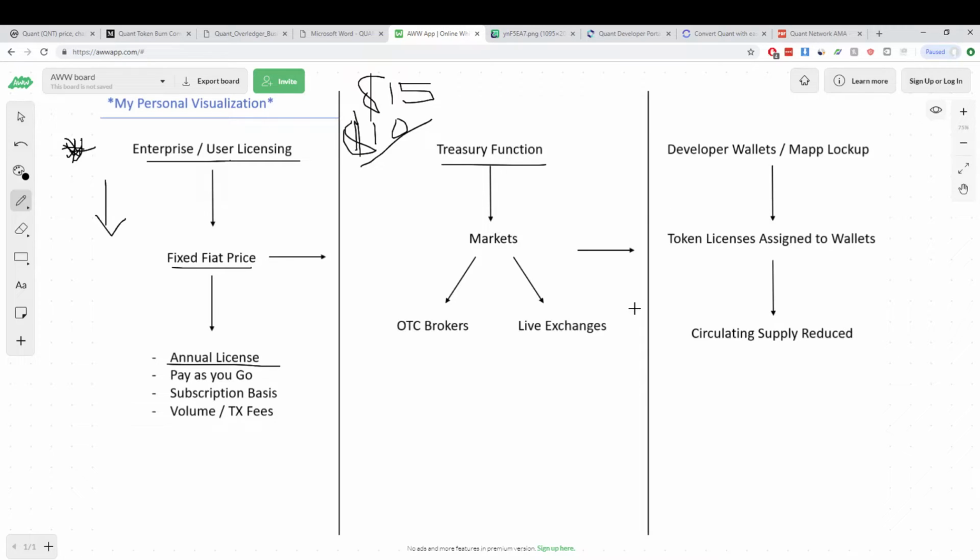Now you can imagine the effect this would have if there is lots and lots of client demand, right? So let's say there were 10 or 100 enterprise users all trying to buy tokens, right? They're all going to the markets. And if there's not enough people selling at these prices, it'll push the price up. But not only will it push the price up, it'll reduce selling pressure. And you ask me, how does it reduce selling pressure? Well, the tokens are locked up for the licensing period, aren't they?